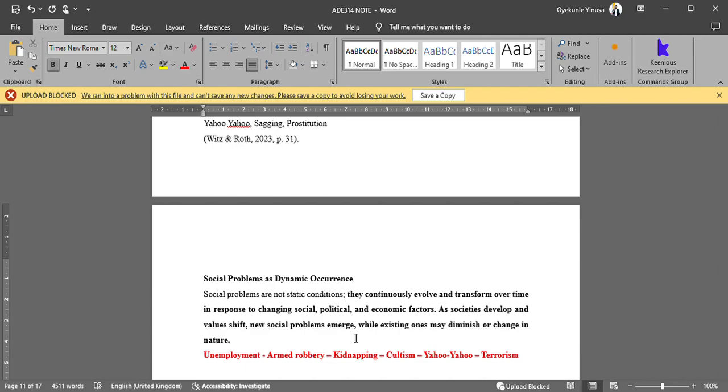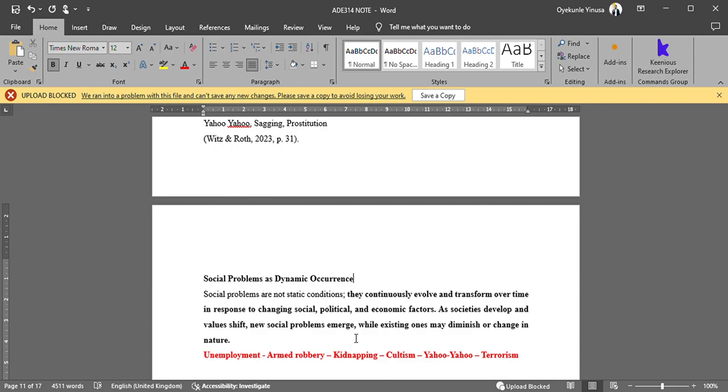They continuously evolve and transform over time in response to the happenings of the society, the social life, the political conditions, the economic factors, and so on. So whatever happens in the society, the trends, people follow the trends, especially following the trends of Western culture, and we imbibe everything that they do there. We adopt it wholeheartedly, and we carry it out here in our society.